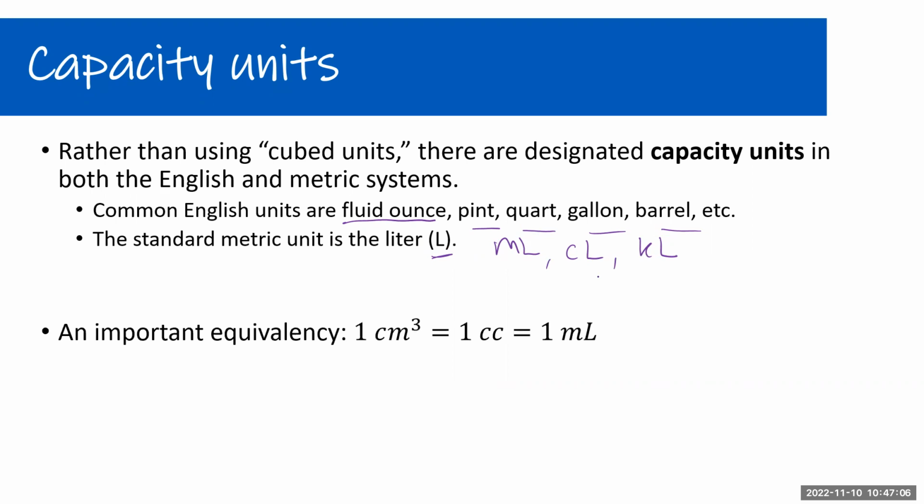Something that's very important to remember is that 1 centimeter cubed is the same as 1 cc. You can think about cc being centimeters cubed, okay? That's where it comes from. And that's also equal to 1 milliliter, okay? So 1 centimeter cubed is 1 cc is 1 milliliter.